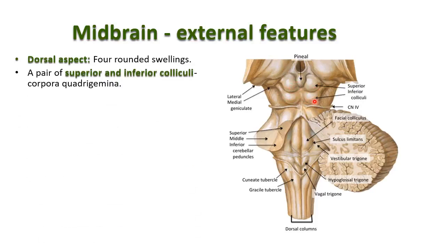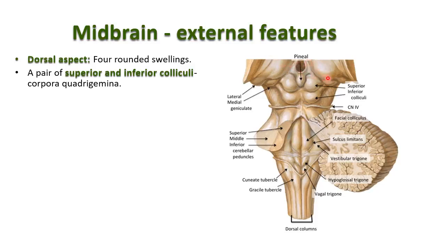So each colliculus is connected to the geniculate bodies. Inferior colliculus is connected to the inferior geniculate body by the inferior brachium. Superior colliculus is connected to the lateral geniculate body by the superior brachium. And this is your pineal gland, which we have seen as the posterior relation. This opening is the third ventricle, which is the cavity of the diencephalon, present between the two thalami.